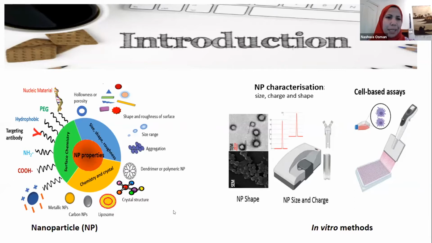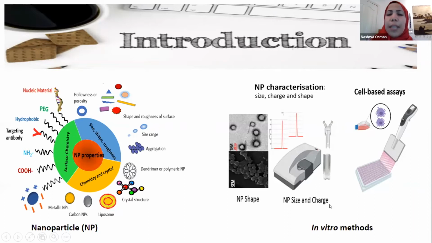From this diagram, just a little tiny description of how huge the nanomaterials field is out there. There are variable amounts of chemistry, variable modifications for the shape, for the surface modification, and so on and so on. So it is a huge piece of literature we are facing out there.